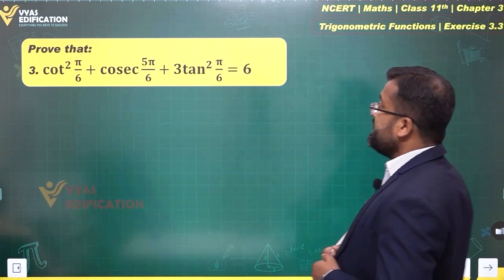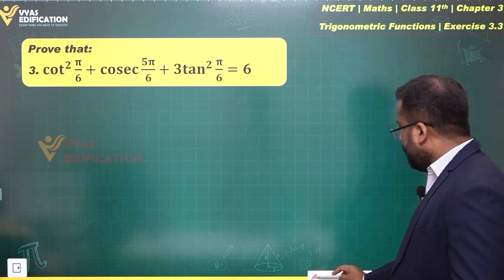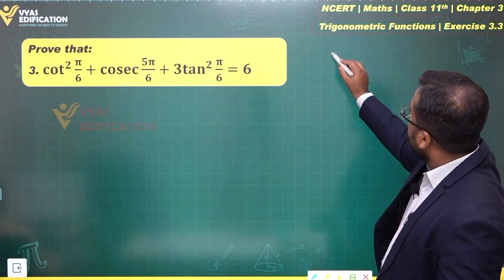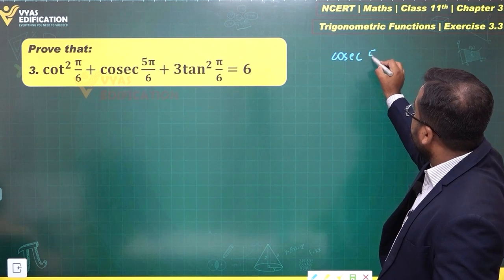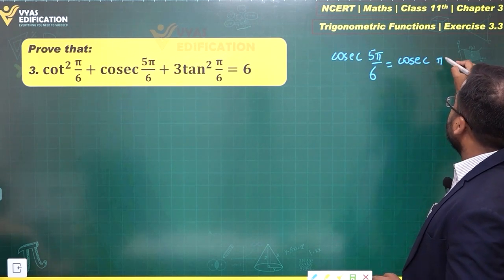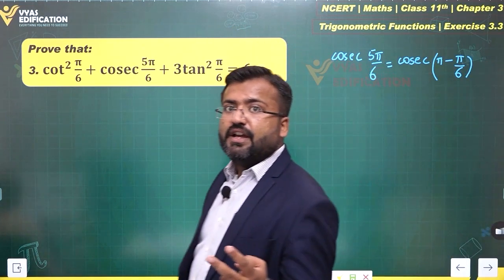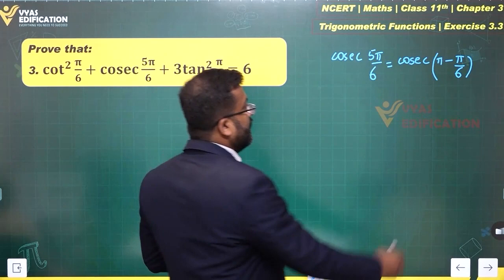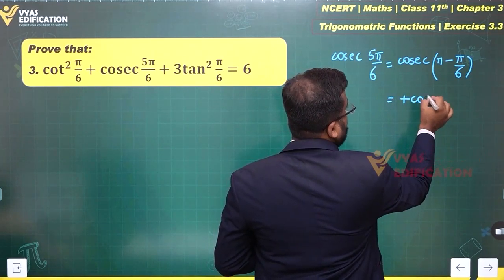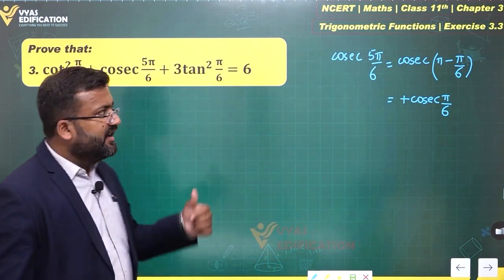So cosec 5 pi by 6 can be written as, let me write it separately over here. What can I write cosec 5 pi by 6 as? Cosec 5 pi by 6 is equal to cosec of pi minus pi by 6. Now this is actually the second quadrant. In the second quadrant, cosec will be a positive value. This is plus cosec pi by 6. Right? We can use that.